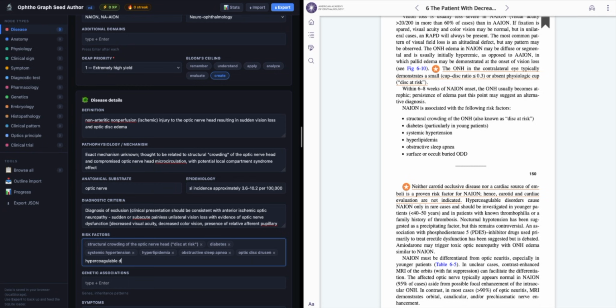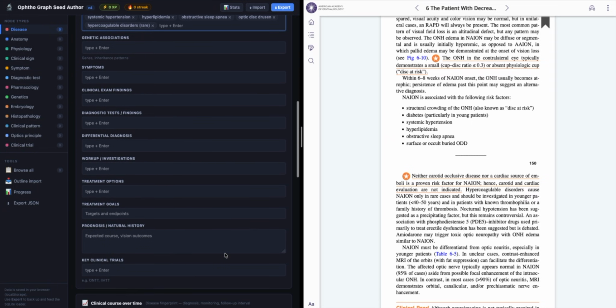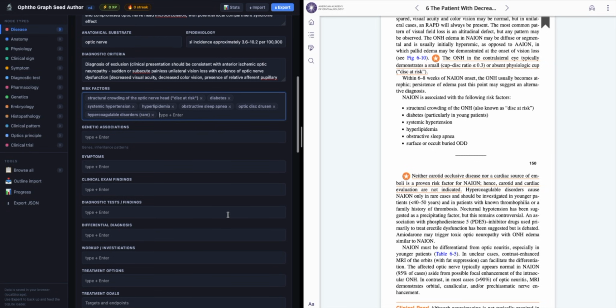Global disorders, rare. Okay, and then nocturnal hypotension has been suggested as a precipitating factor, but this remains controversial. Okay, so those are all kind of nuanced, controversial stuff. So we'll see if there's some area down here where we can put those in. Okay, genetic associations, none. So we'll leave that blank.